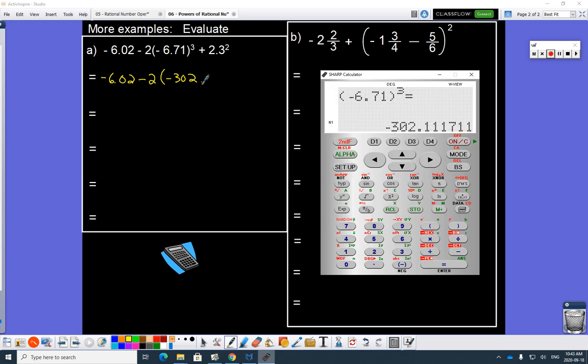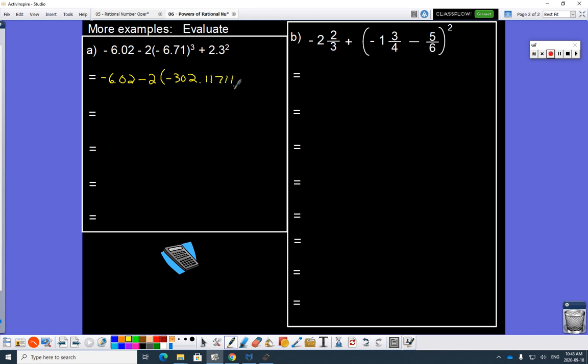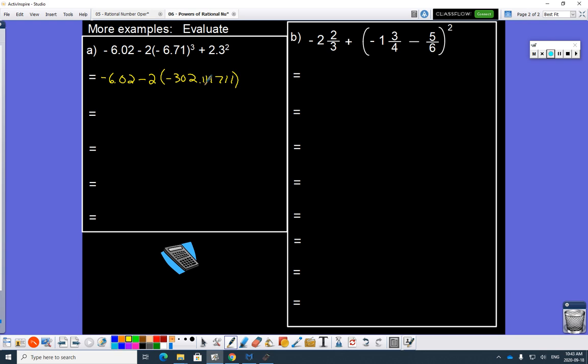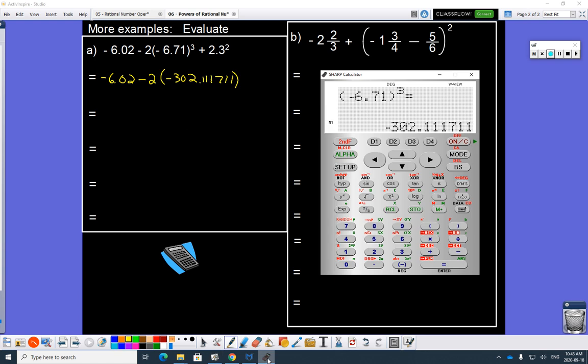3 ones, 711. Did I get all that down right? It begs the question, what do we round off to? Oh, I missed a 1. 111, 711. I think I even said that out loud and then I didn't write it down. It begs the question, what do we round to?